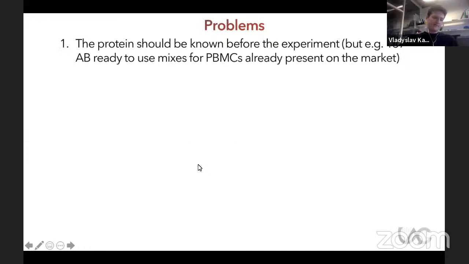So let's take a look, at the end of this CITE-seq part, at the problems and also the benefits of these techniques. Let's start with the negative ones. The first problem that you may see is, of course, that you need to know the protein that you want to target. It's not an unbiased approach. It's not like transcriptomics, where you are targeting everything. You need to know the protein that you want to label.